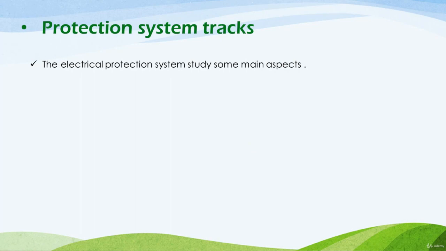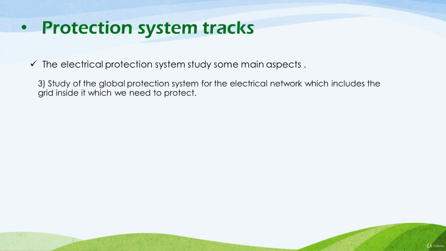And also the third track of a study for the protection system is the study of the global protection system. And the meaning of the global protection is the protection of the electric network that includes the grid inside it. Or the grid at that case is a part of the system that may have some problems or it may cause some problems to the system.